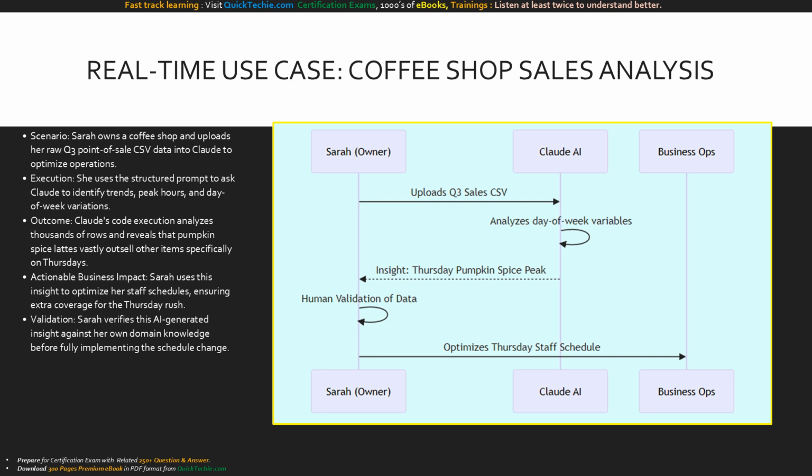Sarah uses this exact insight to adjust her staff scheduling, putting her fastest baristas on the Thursday shift. But notice the final step, validation. She confirms this AI insight aligns with her real-world observations before finalizing the schedule.